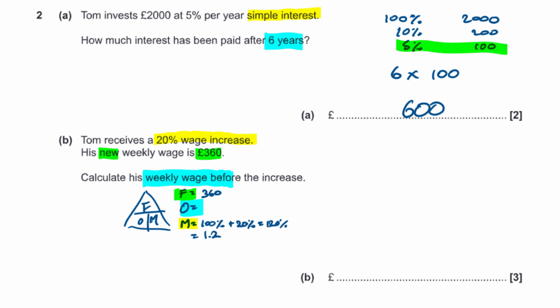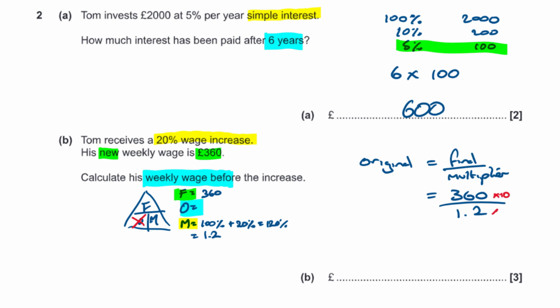Okay, so now we cover up the thing we want to find. So I want to find the original, and then that tells me what to do with the other two. So using my little triangle, original equals final over multiplier. In other words, it is 360 divided by 1.2. Okay, to make things a little bit easier for ourselves, I'm just going to multiply top and bottom by 10.